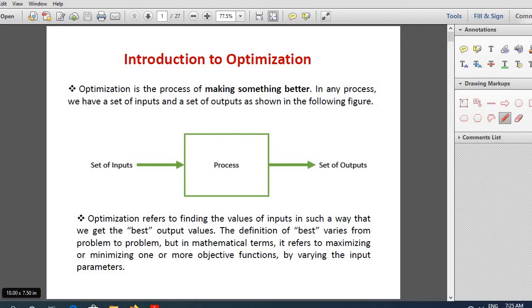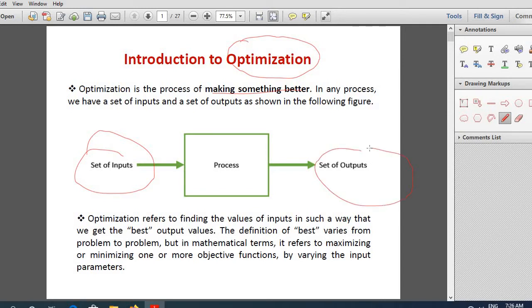Before moving to genetic algorithms, let me first ask you, what is optimization? You should be very thorough with this term, optimization. Optimization is actually the process of making something better. For any system, you have a set of inputs, you have some process and you get a set of outputs. So optimization refers to finding the best combination of inputs which yield the best result.